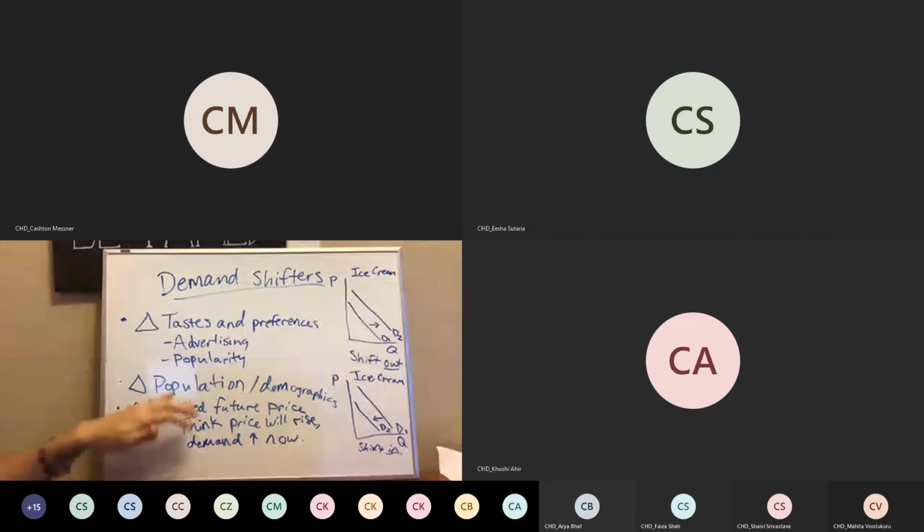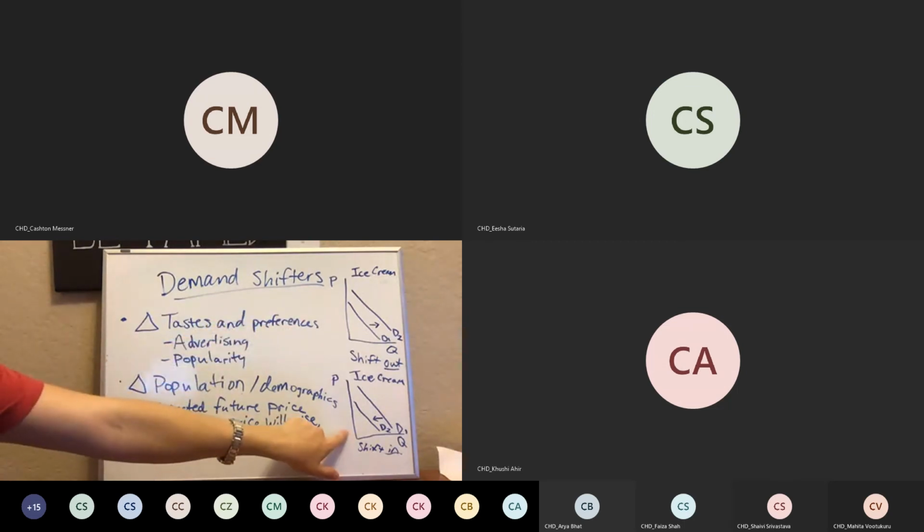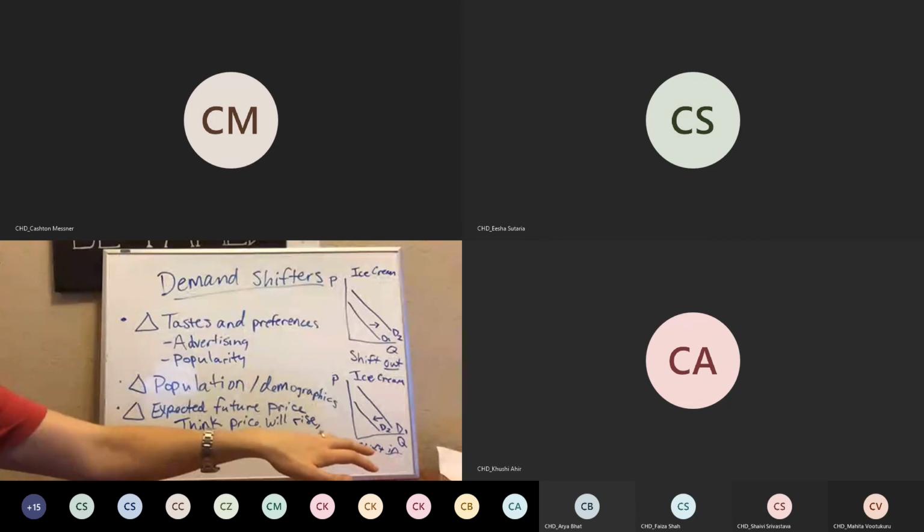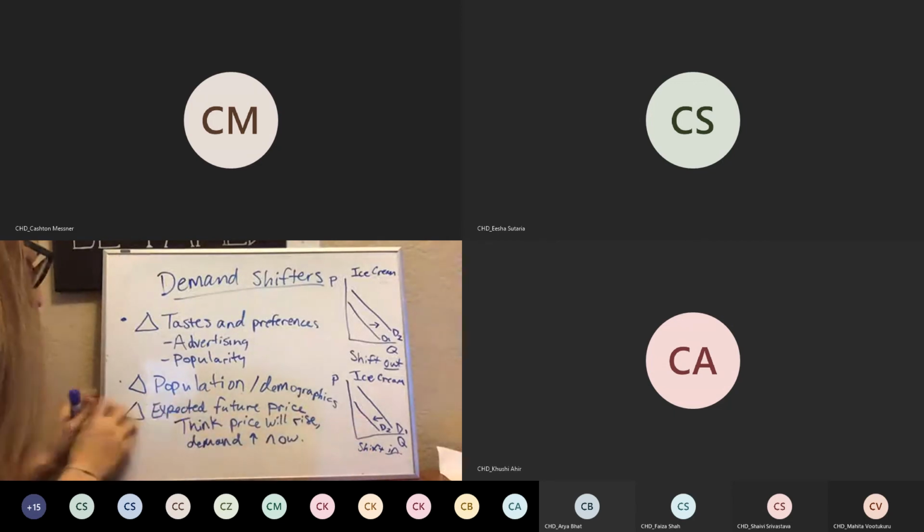Okay, good. Just so you guys know, all of these things work in both directions. So if they think prices rise, they're going to demand more now. If they think prices are going to fall, they're going to buy less now because they think the price is going to be lower in the future. So if they think the price is going to go down, they're not going to buy it today. They're going to wait to buy it when the price goes down. So for today, the demand shifts down. Okay, excellent, Isha.